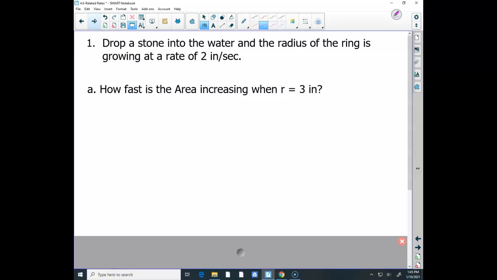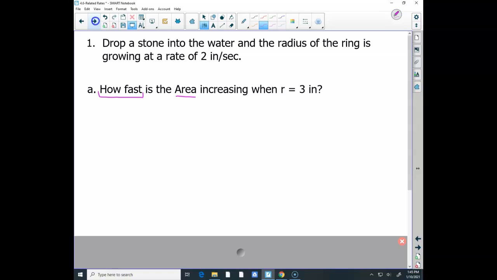And what they want us to know is how fast is the area increasing when the radius is 3 inches? Well, how do I differentiate, no pun intended, how do I separate what we just did before with related rates? How do I change this?